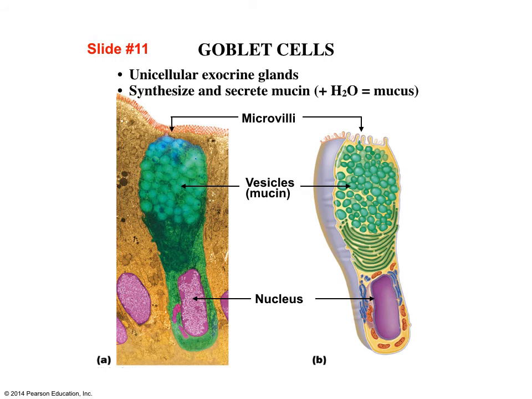Goblet cells are single-celled exocrine glands that produce mucin. Mucin combines with water to produce mucus. Goblet cells are often sprinkled in between epithelial cells.